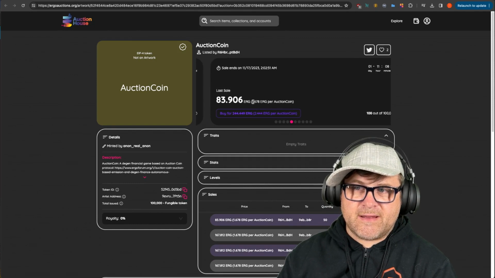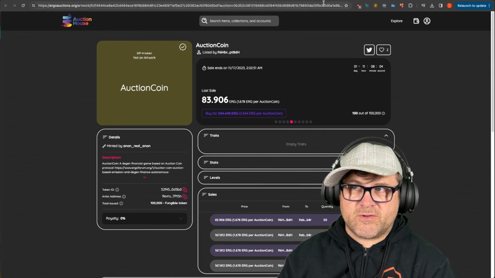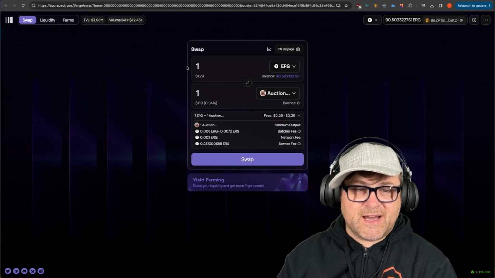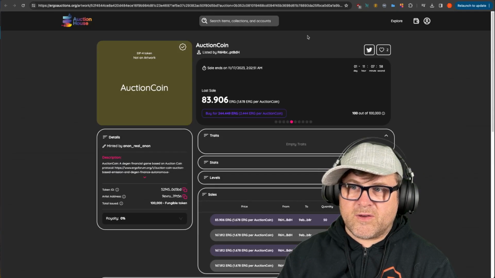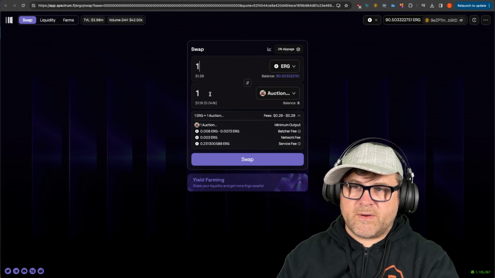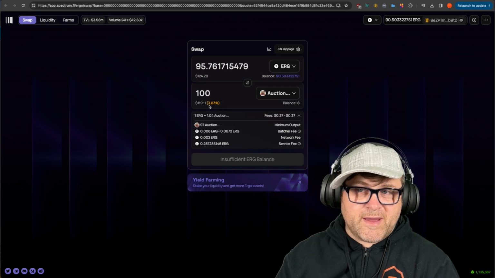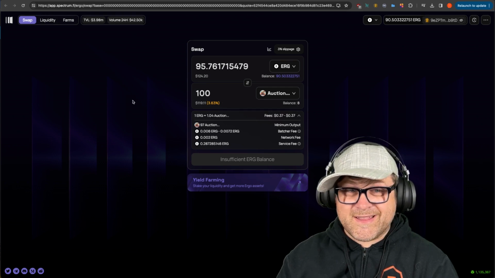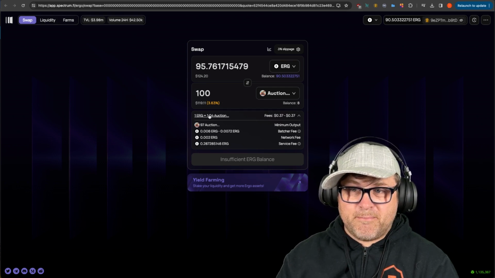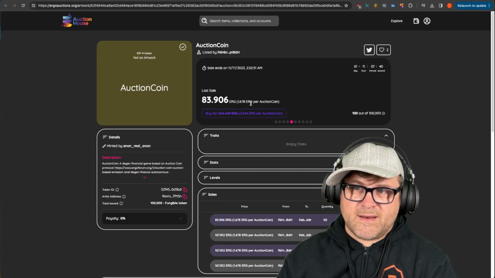The last sale of auction coin was at 1.67 ERG per auction coin, which is higher than what I can buy it for here. But also watch, let's say I want to buy 100 of them. I'm going to have a price impact of 3.6% because the pool is not that deep, but I am still under the cost of what it was last auction.